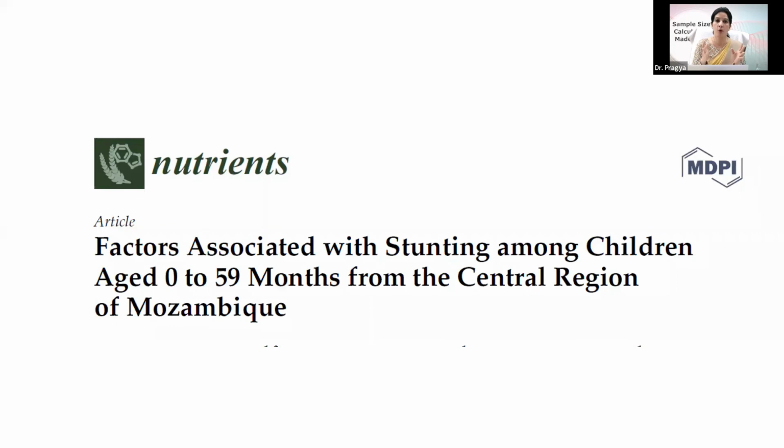But again, most of the case control studies which we do are of the unmatched type. Don't think that if you just do the matching of age and gender, then it becomes a matched case control. No, you are just taking a matched control, but a matched case control study, we take the time also into account.